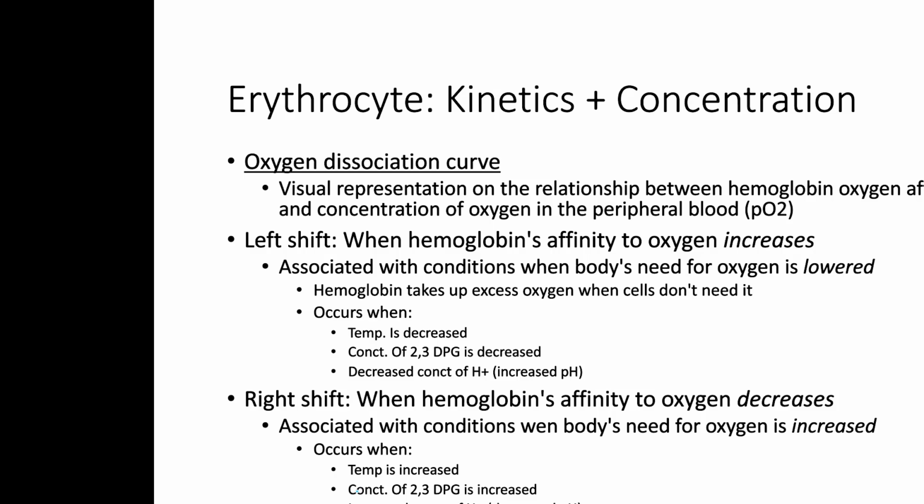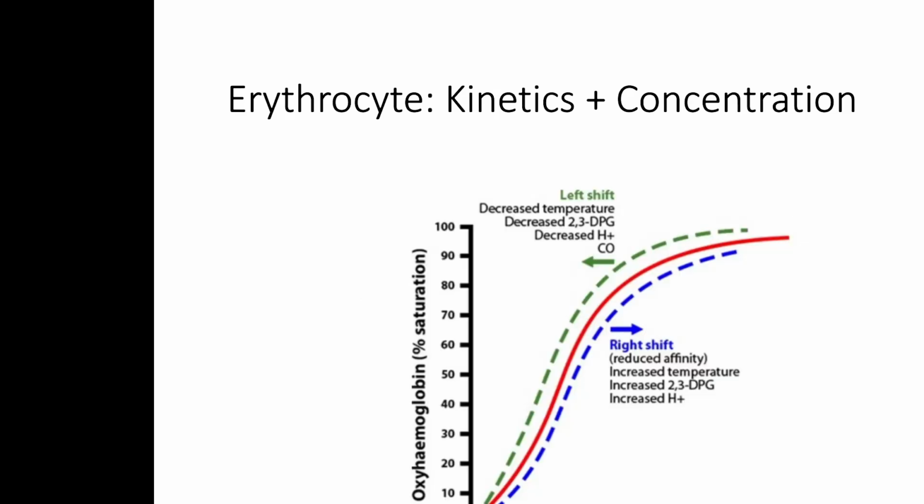So, a question I like to ask my students is what direction do we expect the curve to move in when you're exercising? Pause now if you want to figure it out for yourself. All right, if you answered right shift, then you would be correct. In exercise, your temperature is going up because you're generating a lot of body heat, and your body's releasing a lot of lactic acid, which will decrease your pH. And this is what the oxygen dissociation curve looks like at a very broad level.